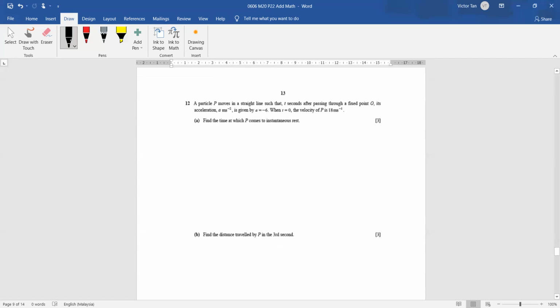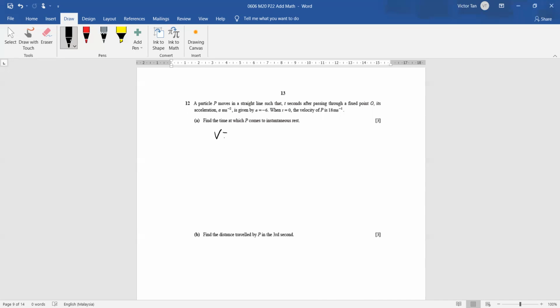Particle P moves in a straight line such that t seconds after passing through a fixed point Q, its acceleration a is given by a equals minus 6. When t equals 0, the velocity of P is 18. Find the time at which P comes to instantaneous rest. So instantaneous rest, v equals 0.